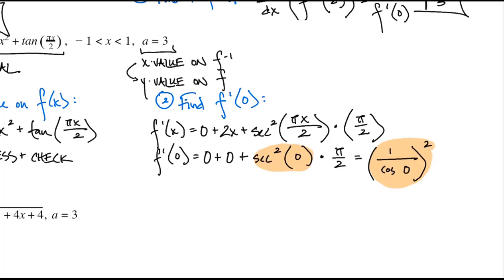All right, and we're going to multiply that by pi over 2. And let's see, when we plug in everything, cosine of 0 is 1. So 1 squared is 1. So we end up with pi over 2. Okay.